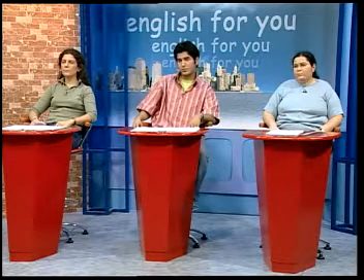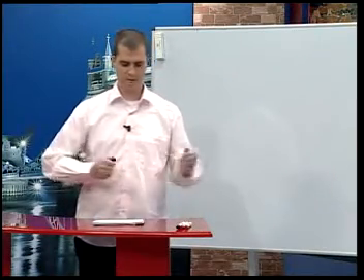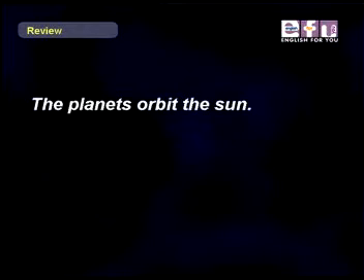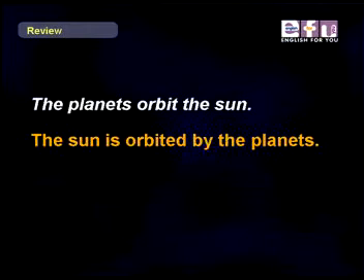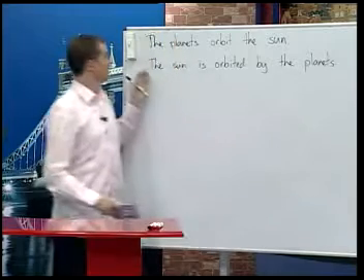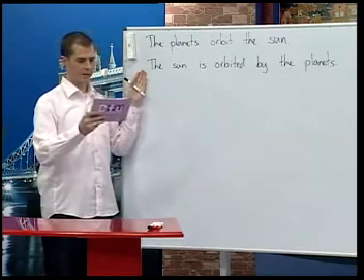Review. Okay, now let's do some exercises. I'll give you a sentence in the active voice. You put it into the passive, and let's use only present simple. Rosa, you may go first. Okay. Here's your sentence. The planets orbit the sun. That's easy. The sun is orbited by the planets. Good. The sun is orbited by the planets.